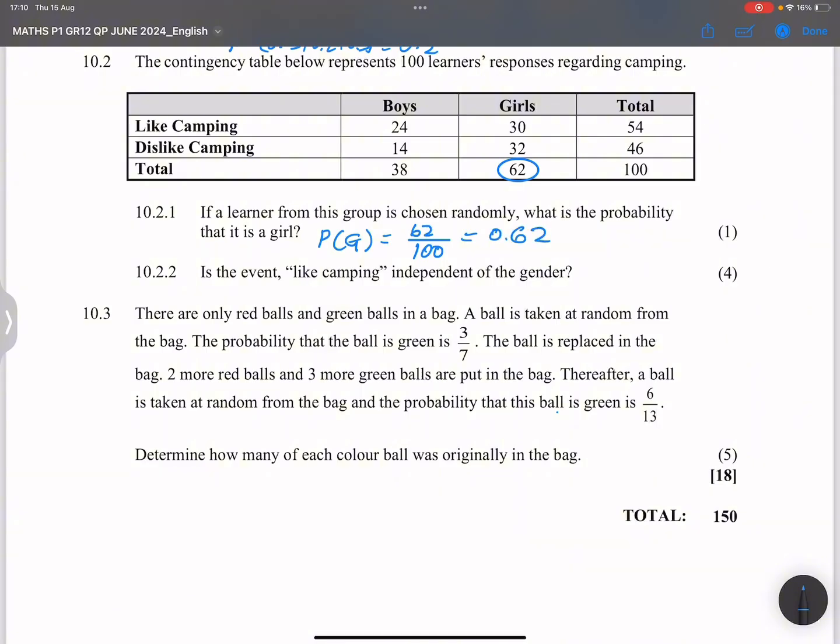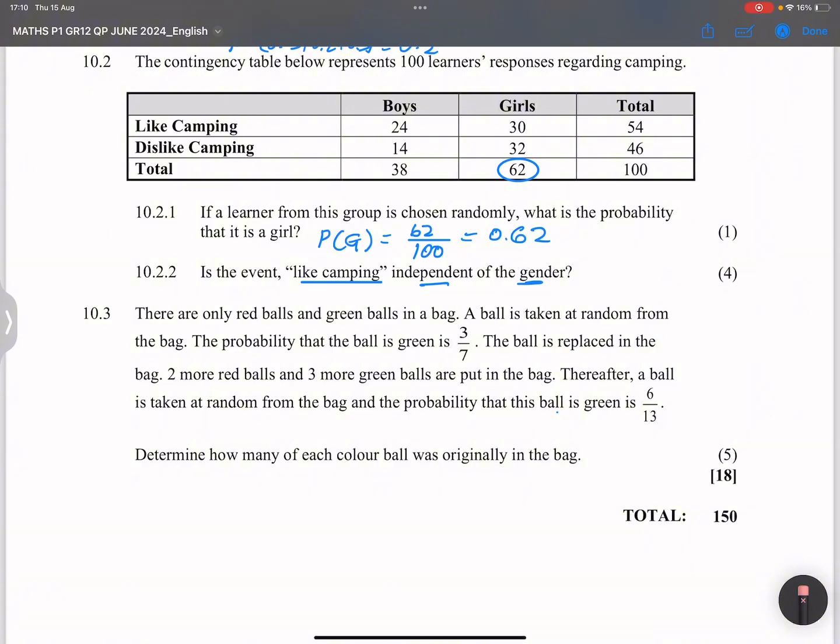Right, and now they ask the question, is the event like camping independent of the gender? Now note in this case, what are we going to do? If events are said to be independent, we know that the probability of A and B should be equal to the probability of A times the probability of B. Now, I want you guys to please note.